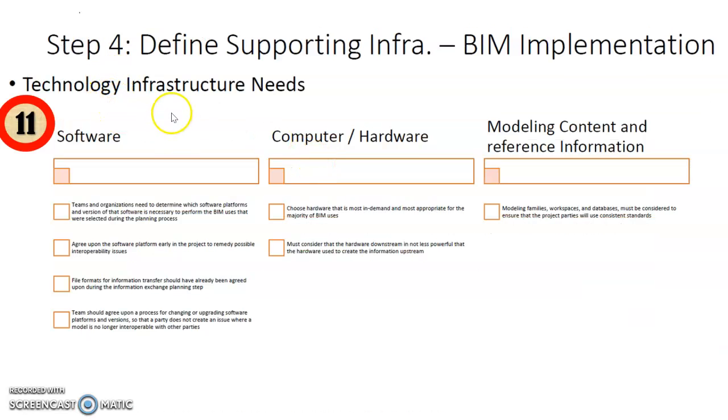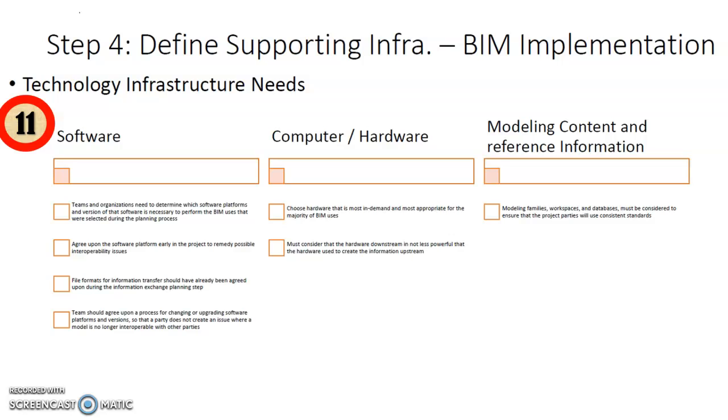The technology infrastructure needs will also have to be satisfied. So under this area, you need to look into the software, the hardware, as well as the modeling content and the reference information. As far as software is concerned, the teams and the organizations will need to determine which software platform, for example, Autodesk Revit, and other platforms like say Tekla Structures, maybe Grasshopper, Navisworks, and so on and so forth.